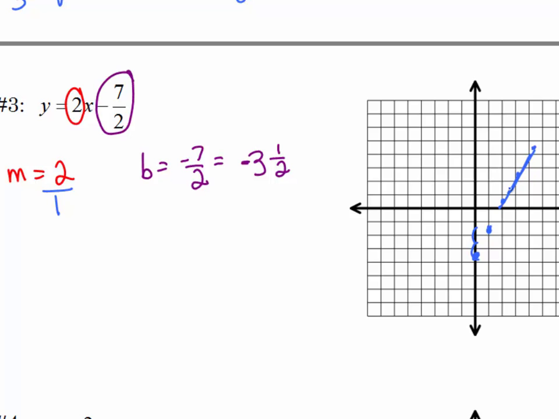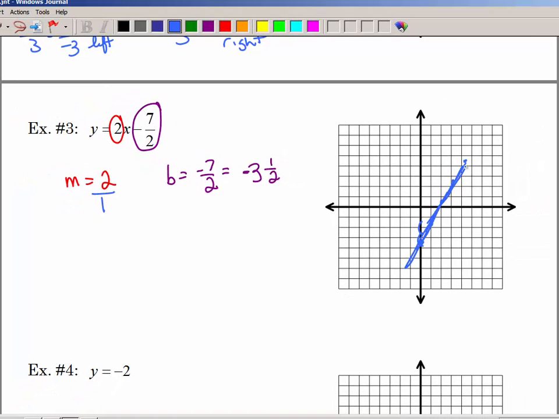I can do it many times. 2 or 3 is enough. Really, you only need 2 points to make a line. But I do that example because sometimes we're just tricky. We want to fall into a trap, but don't. Remember, the number multiplied by the x, that's your slope.